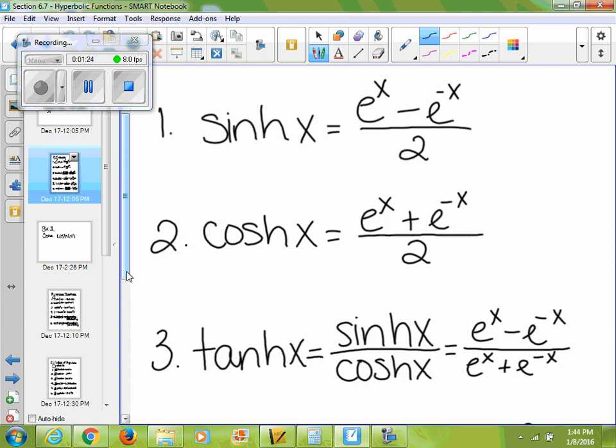We do the same thing for the hyperbolic cosine, except the hyperbolic cosine function is equal to (e^x + e^(-x)) divided by 2. Just like tangent is sine over cosine, the hyperbolic tangent is the hyperbolic sine divided by the hyperbolic cosine, which, if you actually work that out, is equal to (e^x - e^(-x)) divided by (e^x + e^(-x)).